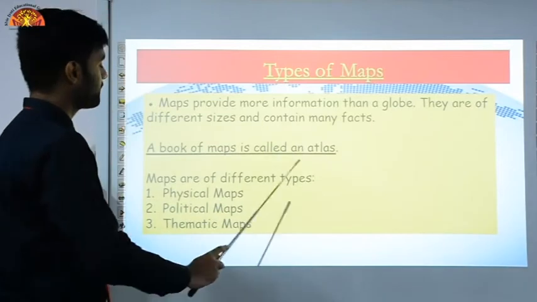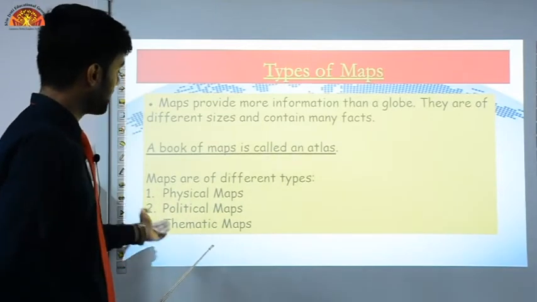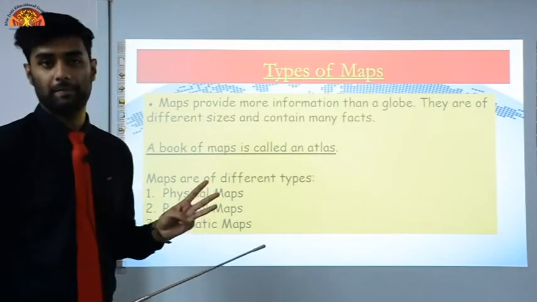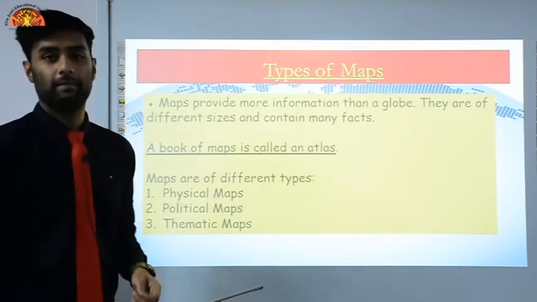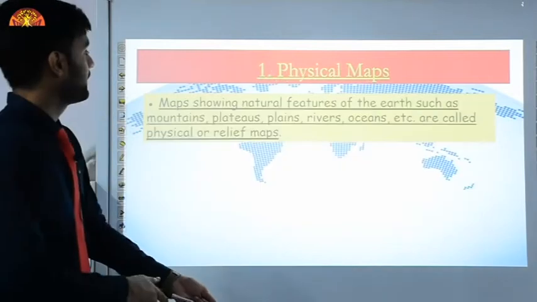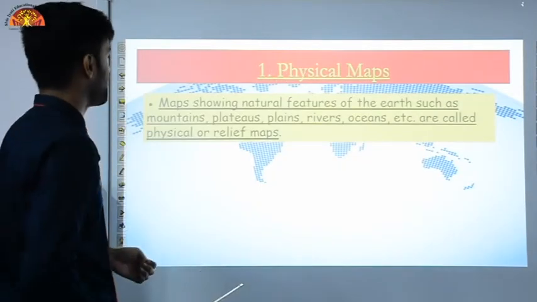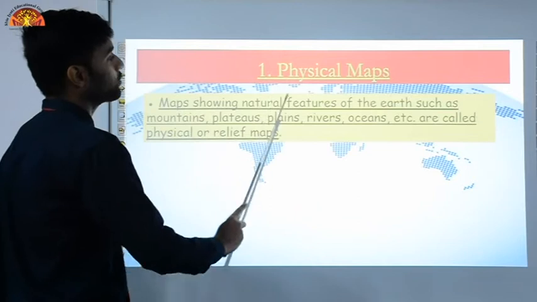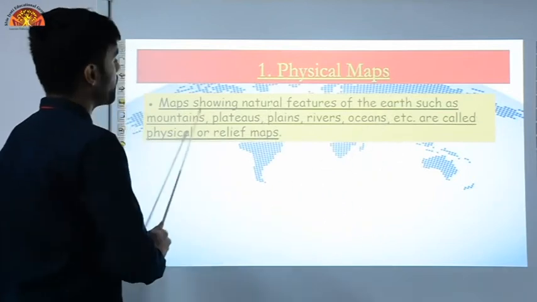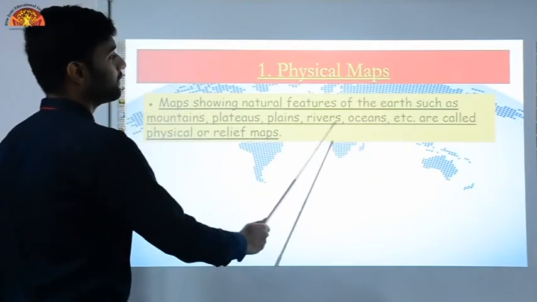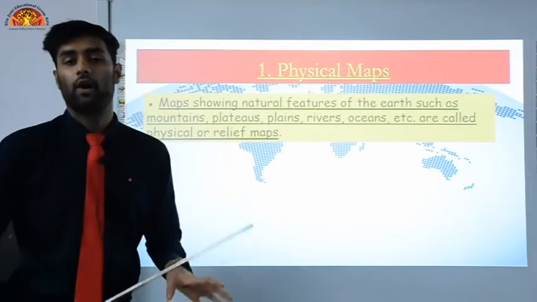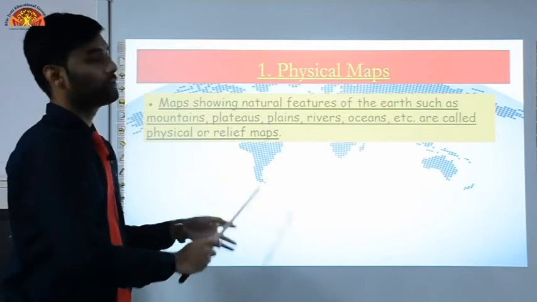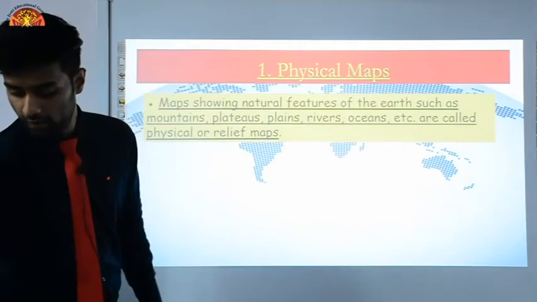Now maps are of different types. There are physical, political and thematic maps. Three kinds of maps are there. Underline it. There are three different types of maps: physical, political and thematic. What are they? First we are learning about physical maps. Maps showing natural features of the earth such as mountains, plateaus, plains, rivers, oceans are called physical or relief maps. On the map which only shows mountains, plateaus, rivers, ocean and lakes, those are called physical maps.